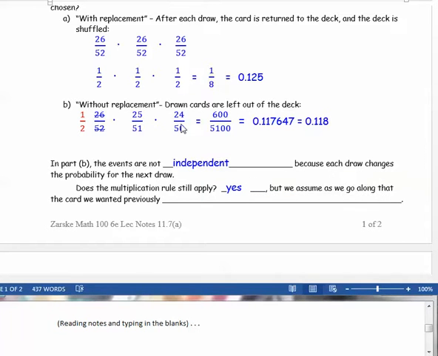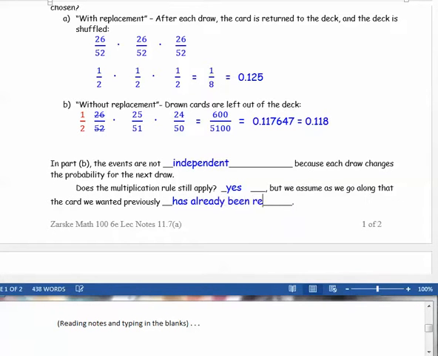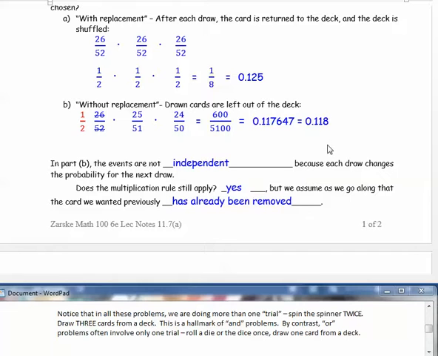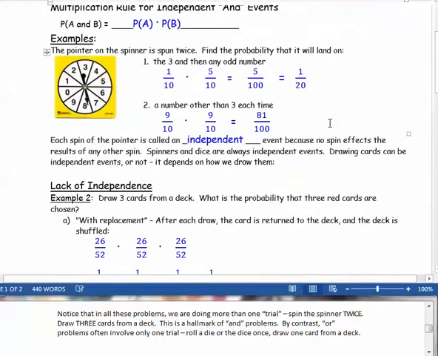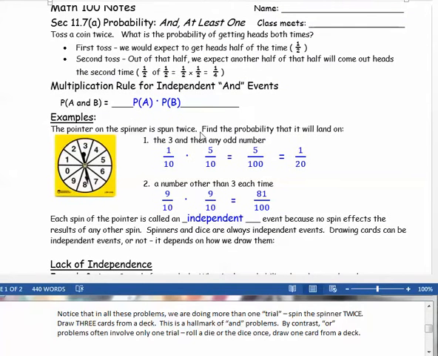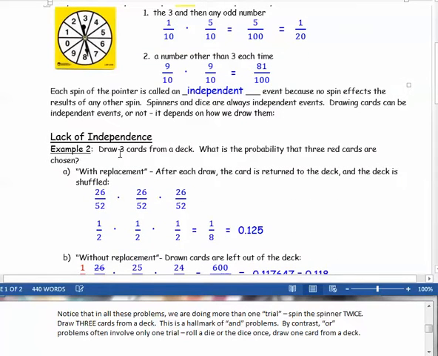But we have to adjust the fractions because we assume as we go along that the card we wanted previously has already been removed. Notice that in all these problems we are doing more than one trial. We spun the spinner twice. We drew 3 cards from a deck.